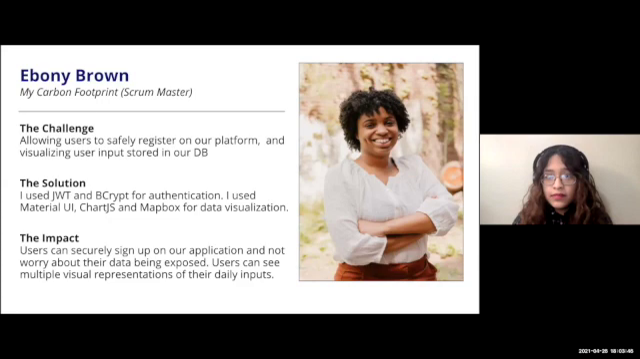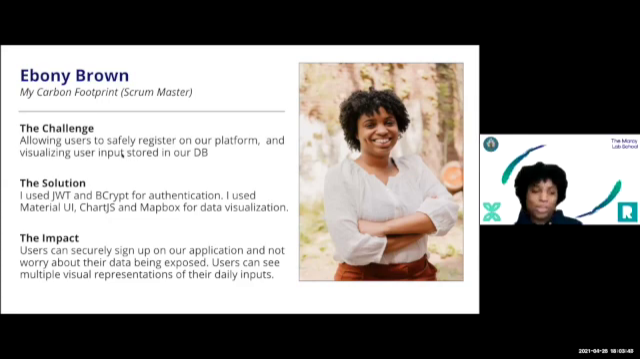Okay, I'm Ebony. I was a Scrum Master, and a couple of challenges that I faced was allowing our users to safely register on our platform and visualizing user input stored in our database. I use JWT and bcrypt so the users can securely sign up for our application and not worry about their data being exposed. And I use Material UI, Chart.js, and Mapbox for data visualization so that there were multiple representations of their daily input.